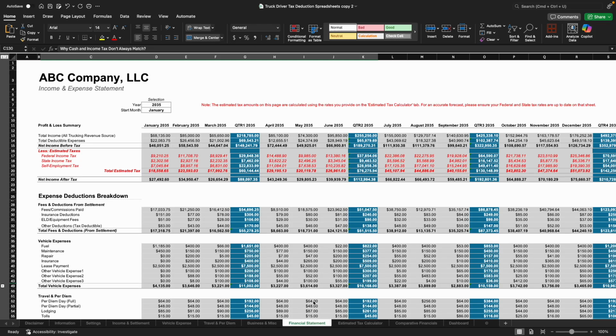So I want to go in detail on this financial statement of the trucking accounting and tax deduction spreadsheet that I sell on Etsy and also on my website.